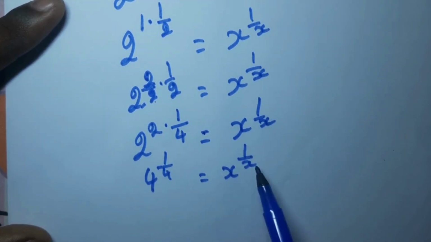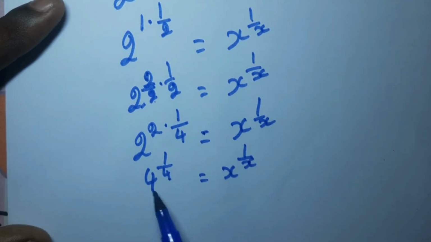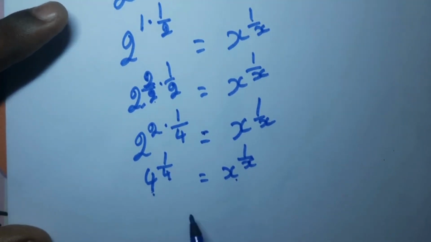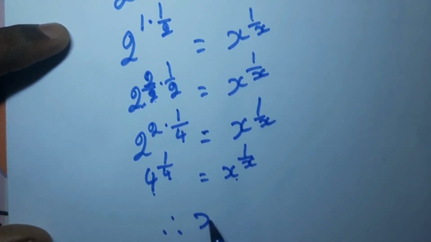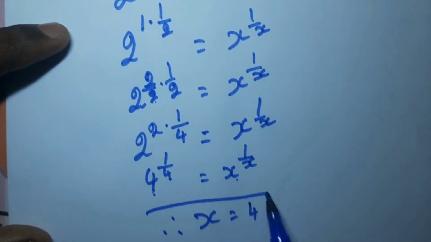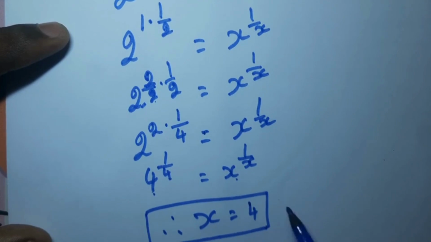Now this 1 by 4, the x is replaced by 4, and this x is also replaced by 4. So therefore x equal to 4. That's the answer.